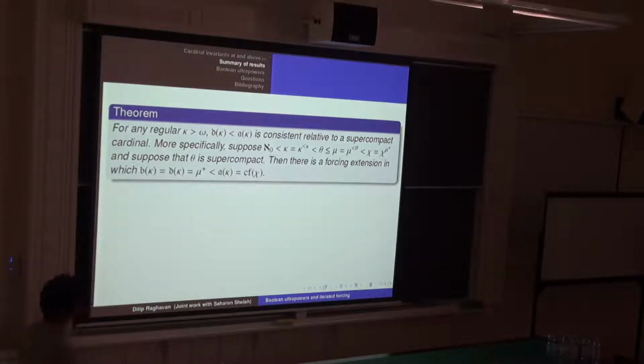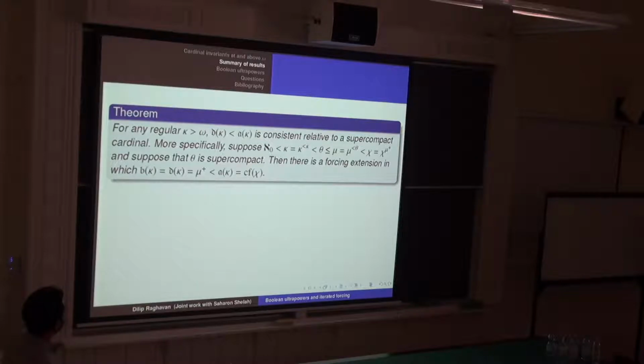The third question is, okay, so it's consistent to have D kappa less than A kappa, and this works for any regular kappa greater than omega. So for example, this works at omega 1. Right? So we can have a model where D of omega 1 is less than A of omega 1. But again, we need a supercompact cardinal, and again, we can parameterize this in various ways.